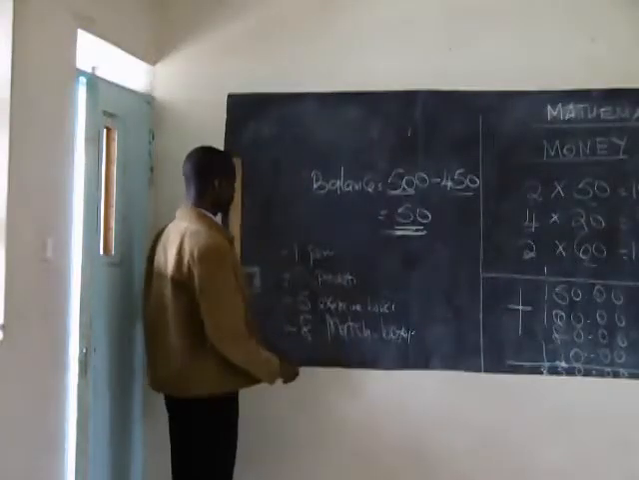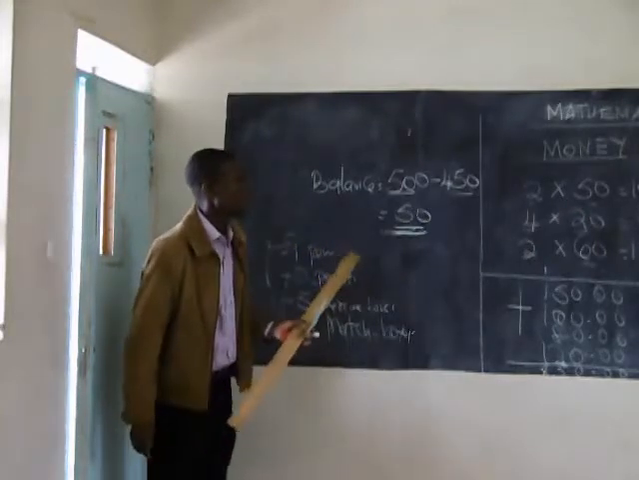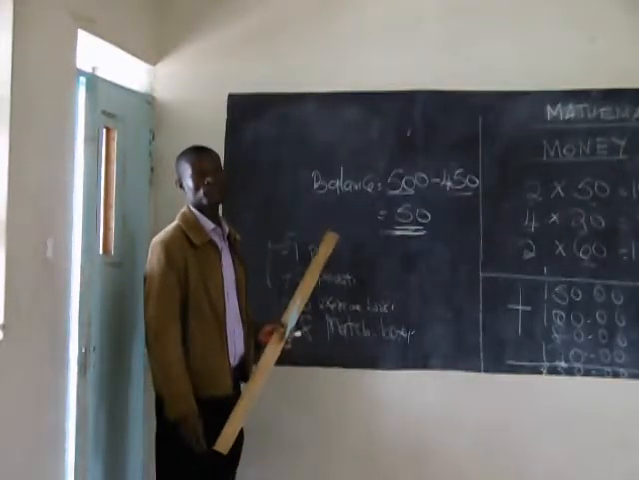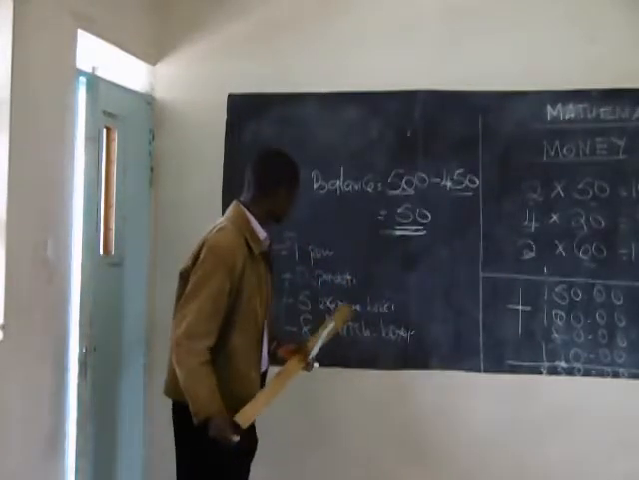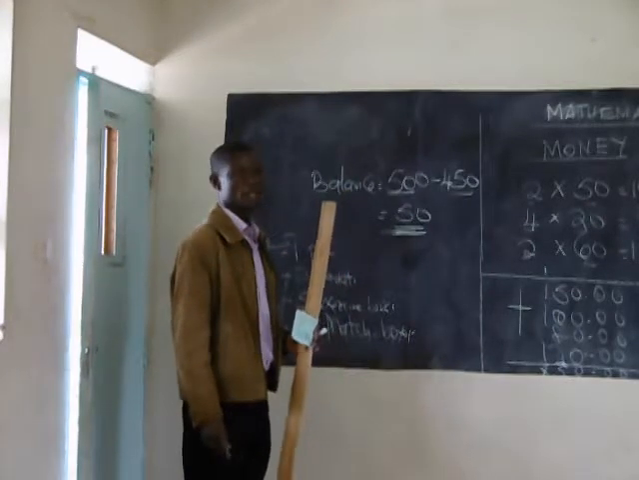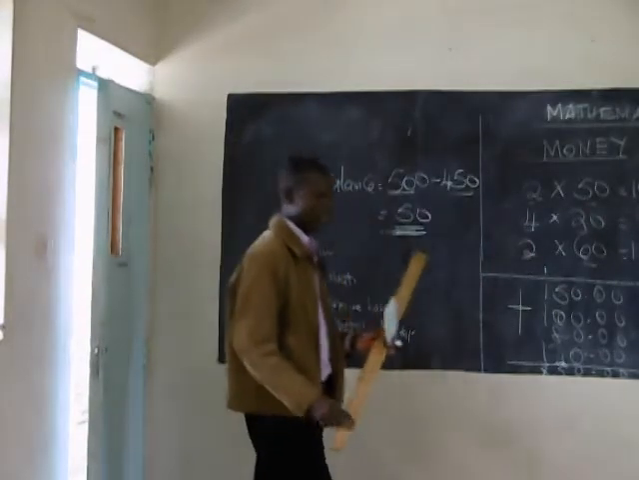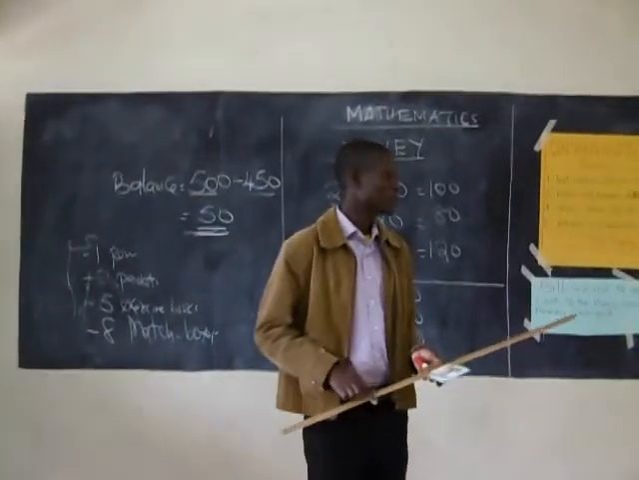So each and every person to work out his or her own bill in your exercise books. I'll be going down to check and see how the bills are being prepared. Meanwhile, class, that marks the end of our lesson for today. Until we meet next time.